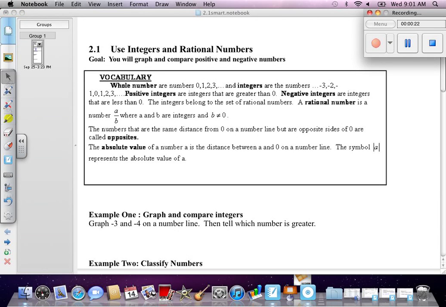Whole numbers are dealing with 0, 1, 2, 3, and so on. Integers deal with negatives like -3, -2, -1, 0, 1, 2, 3, and so on. Positives are greater than 0, negatives are less than 0. A rational number can be made as a fraction. So I'm going to put a little drawing up here, so I strongly recommend you put this on the back of your paper or if you have room somewhere.